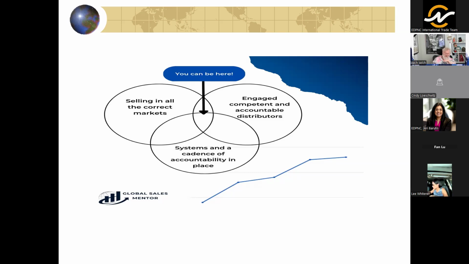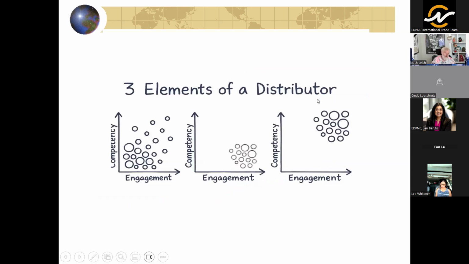But I've helped people grow hundreds of percent by getting into that overlapping point of the Venn diagram, right? Making sure that you have those engaged, competent, and accountable distributors selling in all the correct markets. But you also need to have these systems and cadence of accountability in place. Okay. So we're going to talk about how that works, right?